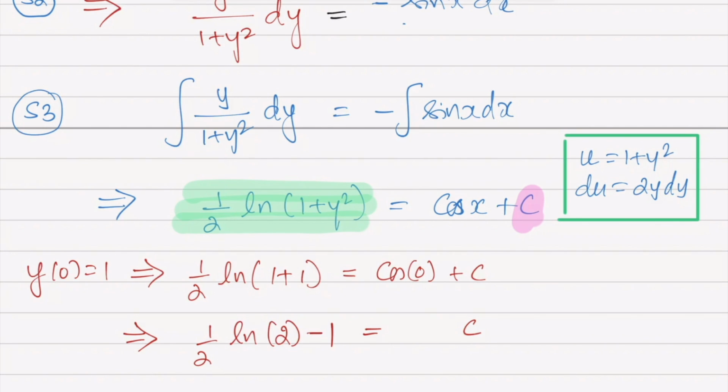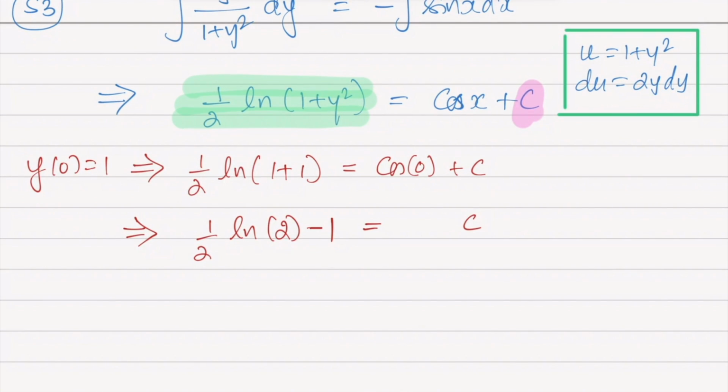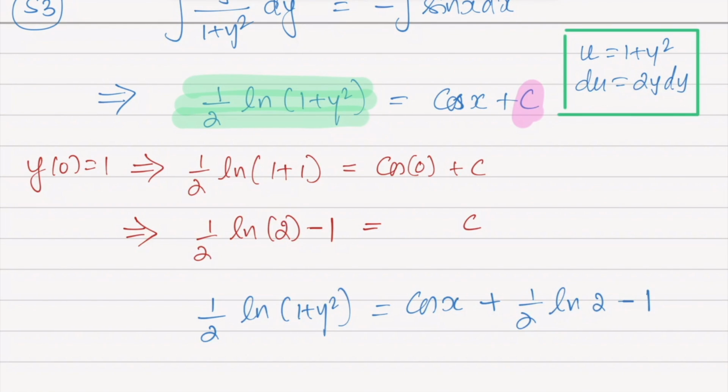Now I'm going to plug this back into my solution. If I plug this back into my solution, then my solution is going to be 1/2 ln of 1 plus y squared equals cosine x plus 1/2 ln of 2 minus 1. And that's how we solve example number 2.